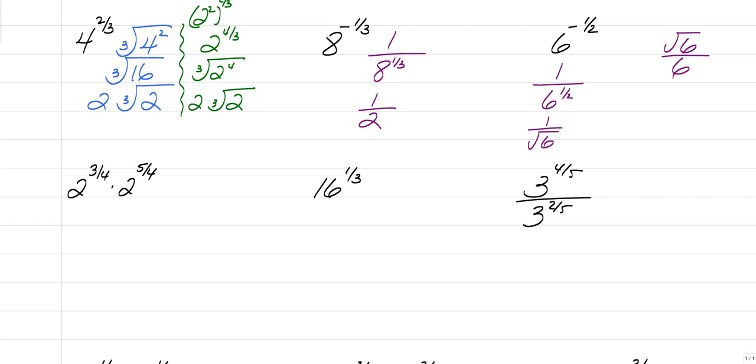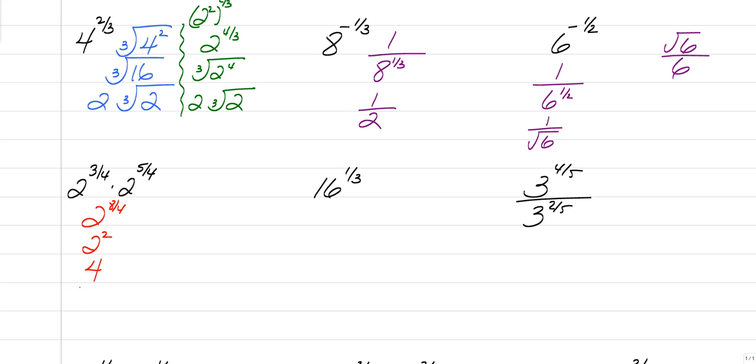And multiplying, still adding, but we have fractions now. It's okay. Same base. Add our exponents. 3/4 plus 5/4 is 8/4. So that's 2 to the 8/4. 8/4 is 2. So that's 2 squared. So our answer is 4.